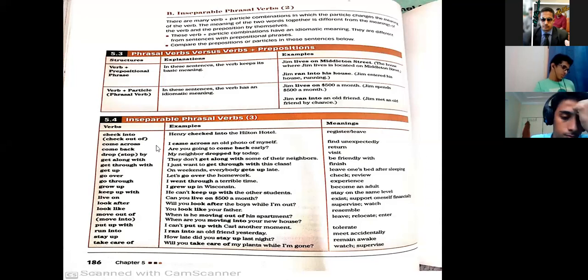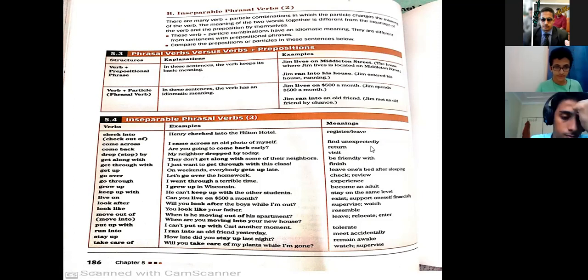Second one, come across. It means find unexpectedly. For example, I came across an old photo of myself. Here's the next one. Come back, it means to return. For example, are you going to come back early? That's enough for you, Muhammad.